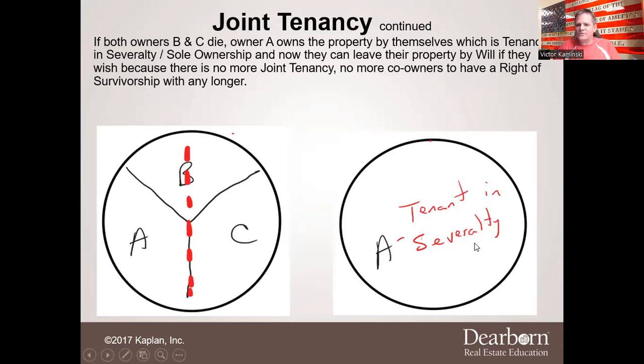There's no other owners. Now, can they leave their interest in a will to their heirs? Yes, because a tenant in severalty can. There's no more joint tenancy now, because there only is one last man standing. You need 2 or more owners in order to have a joint tenancy.